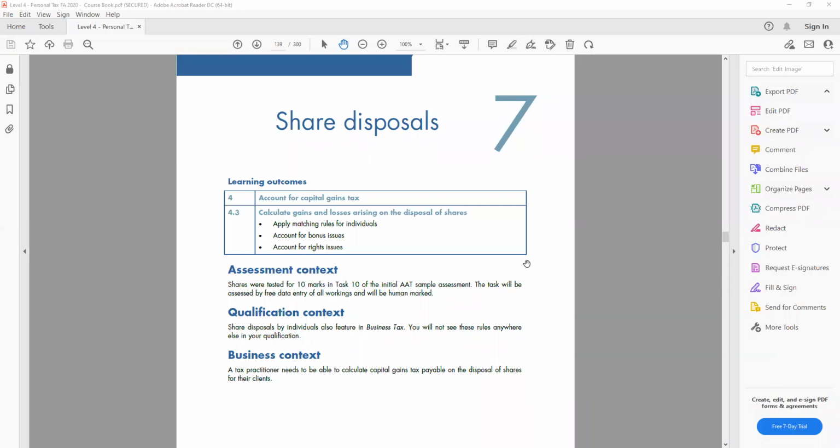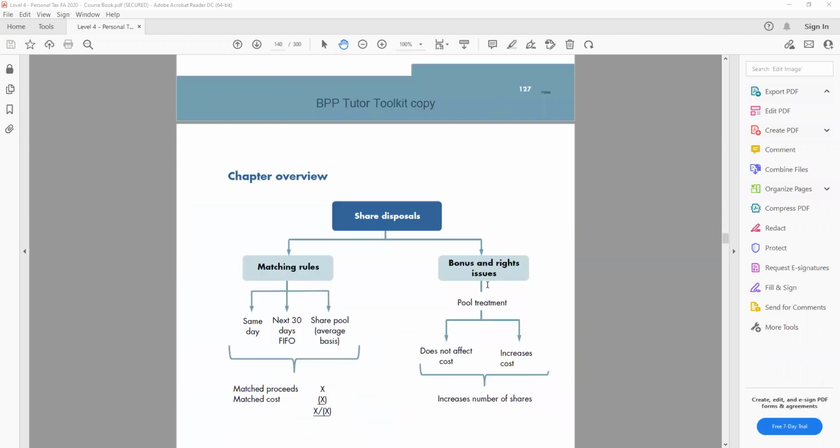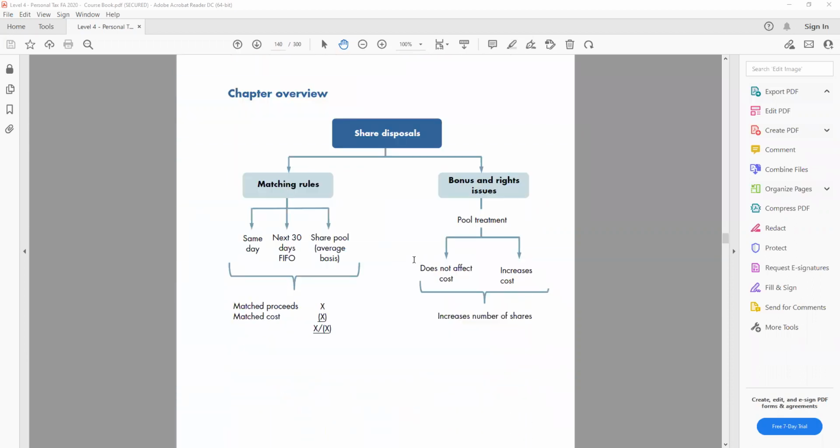Okay, chapter number 7, share disposal. Share disposal is all about when you sell shares. For example, it is also possible that you buy some shares from companies and sell them with a gain. Now it also comes under the same principle of capital gain, the way we did for chattels, but obviously the rules for shares are a little bit different from chattels or other capital gains tax.